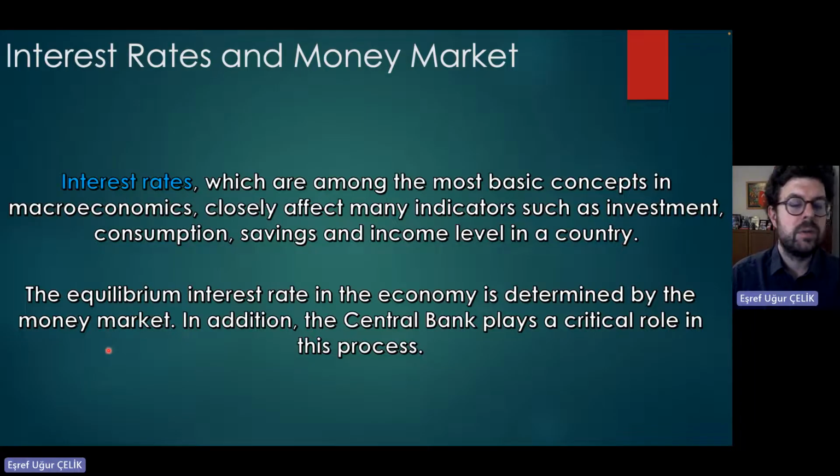Also, we already talked about the equilibrium interest rate. As I said before, that is the intersection point of money demand and money supply. And there is an actor in the determination of the equilibrium interest rate, that is called the central bank, the main actor for determining the equilibrium interest rate. We try to understand how the central bank achieves determining the equilibrium interest rate.